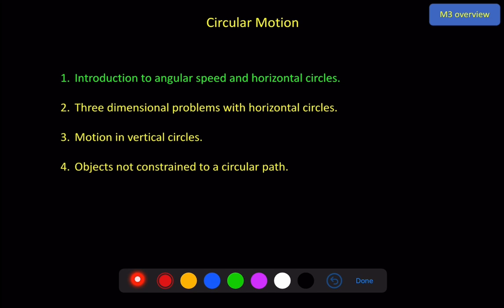Quick overview: introduction to angular speed and horizontal circles in this video, then three-dimensional problems horizontally, then vertical circles, which are a little bit different, and then objects that are not constrained to a circular path.